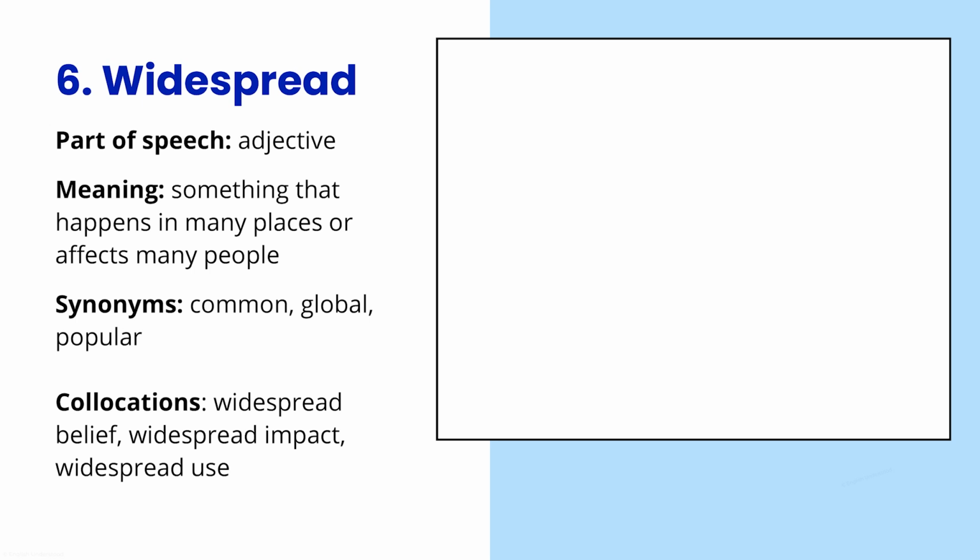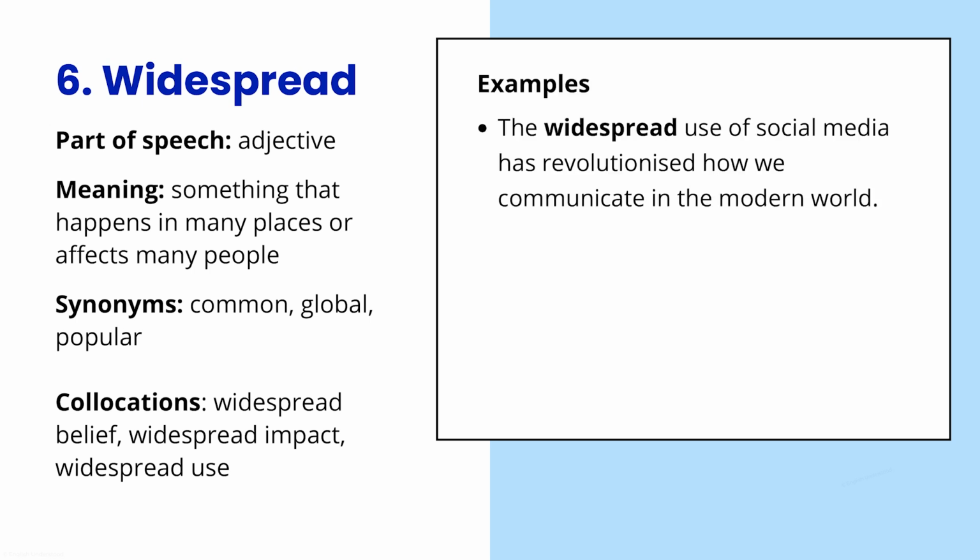So for example, a widespread belief, that simply means a belief that happens in many places or something that affects many people. Here's an example. The widespread use of social media has revolutionized how we communicate in the modern world. So that simply means that social media is everywhere. It is happening in many, many places. It is being used in many, many places.